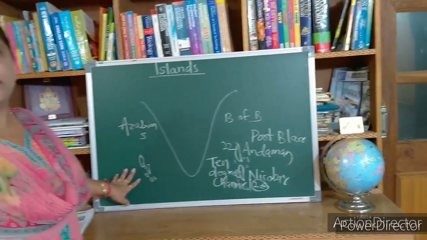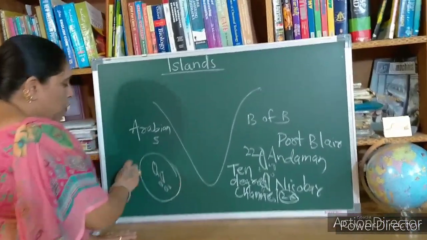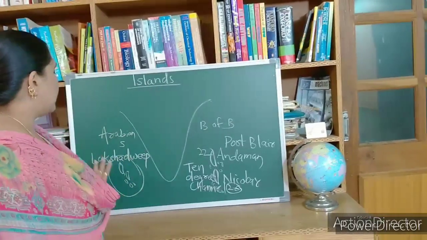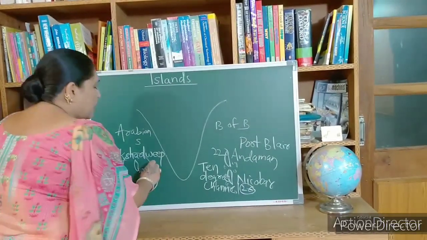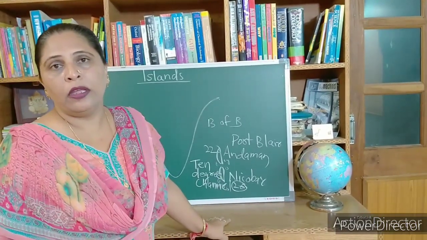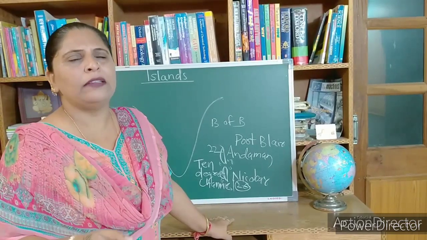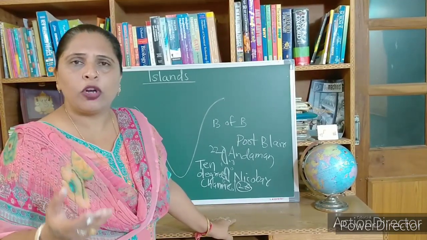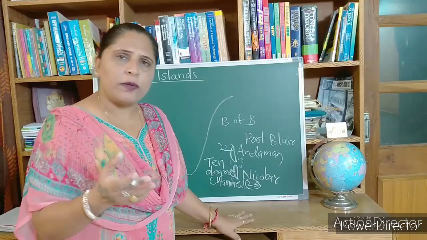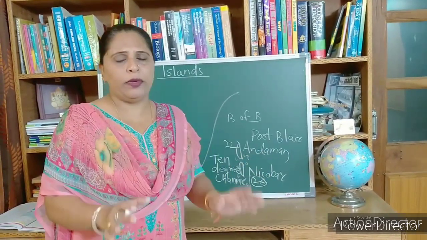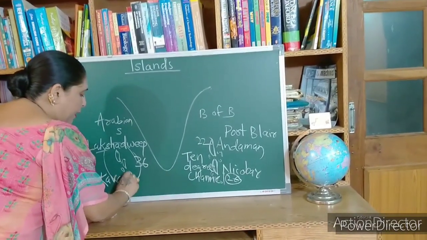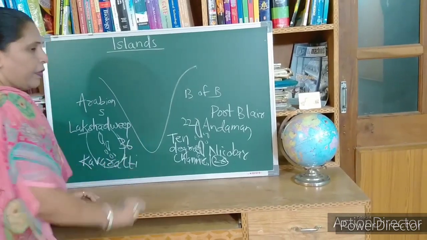Now let us come to the Arabian Sea. The cluster of islands here is known as Lakshadweep. This cluster of Lakshadweep comprises 36 islands, of which 10 islands are inhabited. Means people can live on 10 islands only, and on the rest 26 islands people cannot live. Either there is too much wildlife, or it does not provide any food, or some other problem, or too many reptiles live there, or it does not support life. That is why only 10 islands are inhabited by people. And Kavaratti is the capital of Lakshadweep.